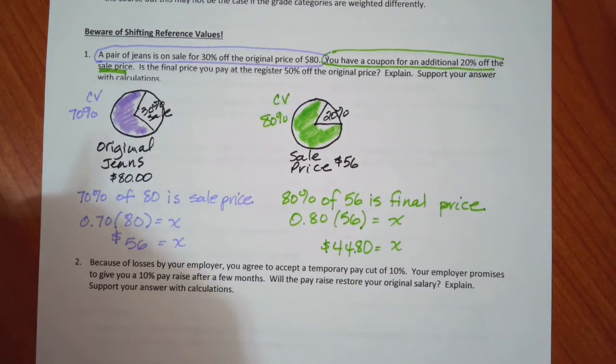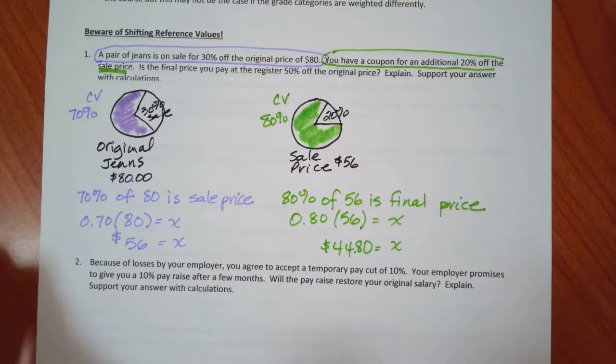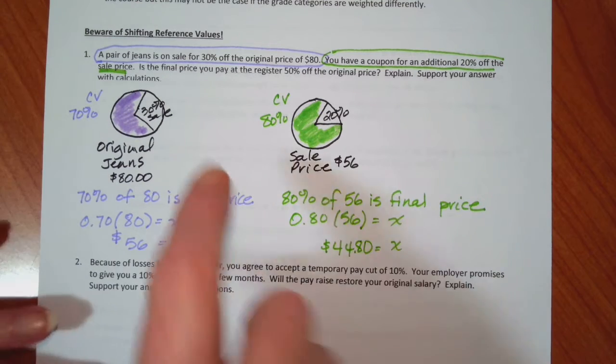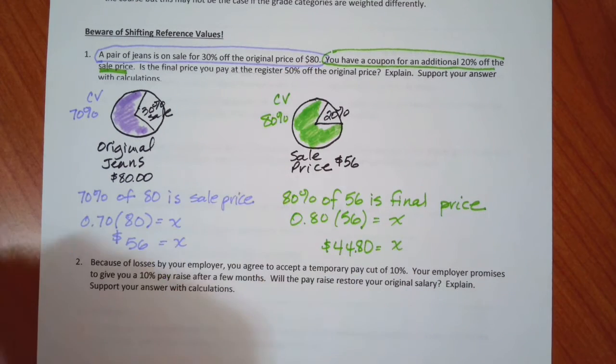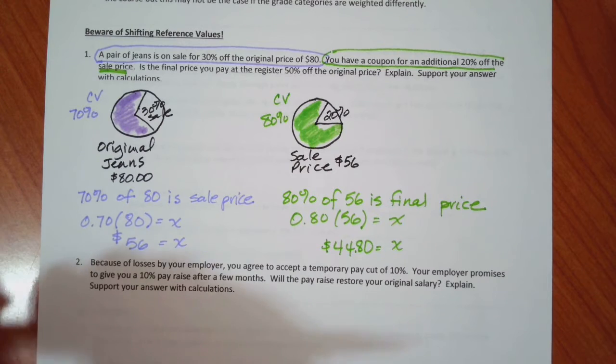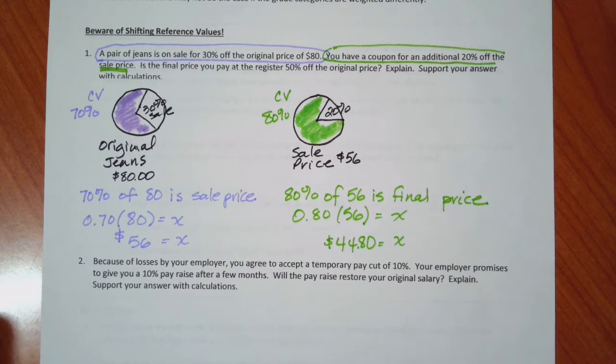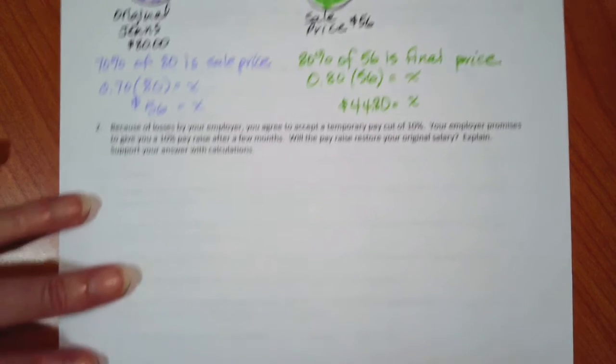Now, if you were an unwise consumer, then you would think, okay, if I get 30% off and I get 20% off, then I'm getting 50% off. Well, and we can do this in our head. 50% of 80 is $40. So we're ending up paying more than what we thought we might have to. Okay. All right.